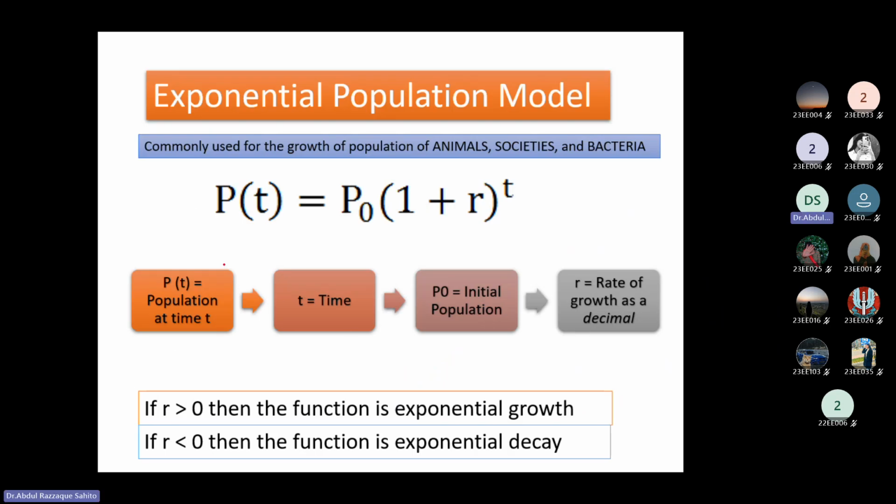Then we considered one population model in which we calculated that the population at time t is equal to the initial population, when the time is considered as 0. And if we have a rate at which the population is growing, in terms of a decimal, and if we know the time for which the population growth is to be known, then the total population can be calculated.